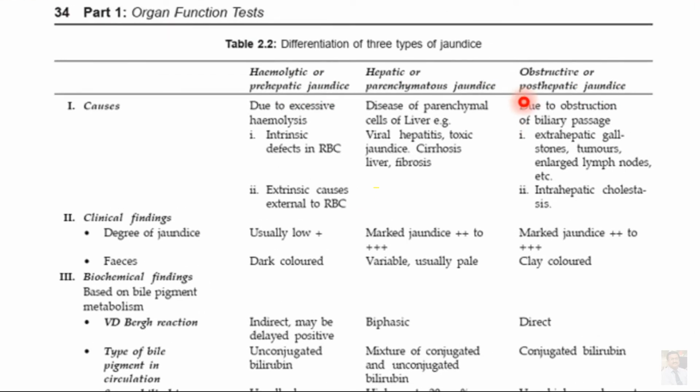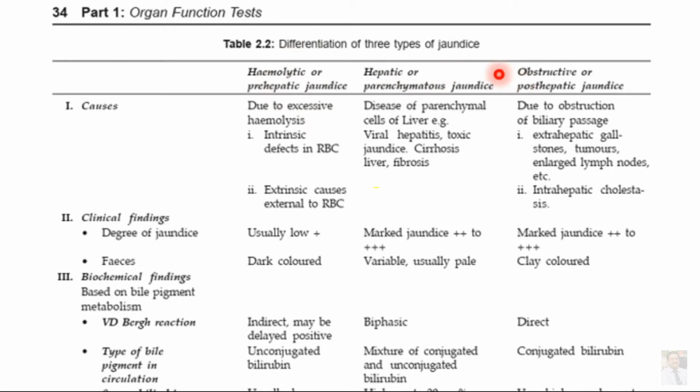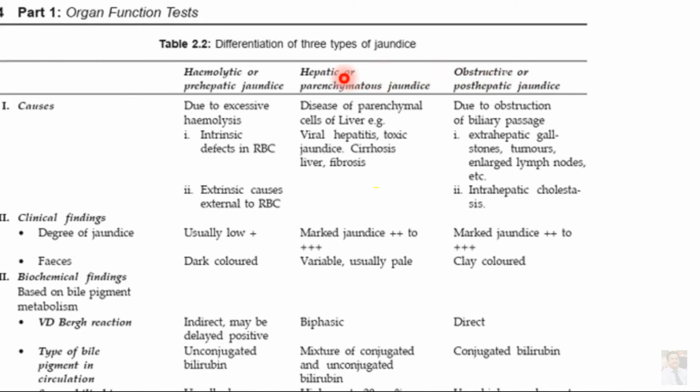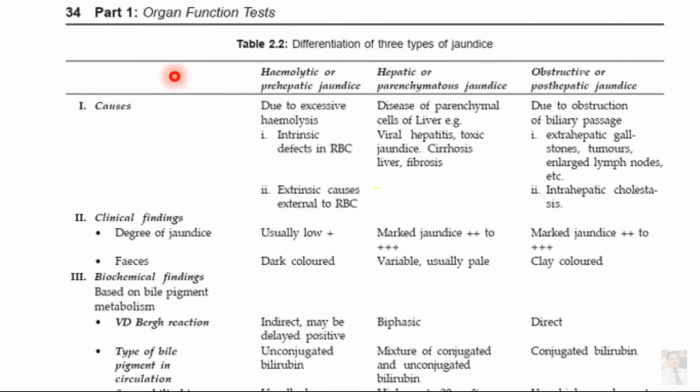Organ function test. The first one is differentiation of three types of jaundice. We have three different types: hemolytic jaundice, that is pre-hepatic jaundice; hepatic, meaning pertaining to the liver, where the liver is the affected organ; and obstructive or post-hepatic jaundice. Hepatic or parenchymatous means jaundice related to liver cell damage. So with this we can categorize jaundice into three different types.